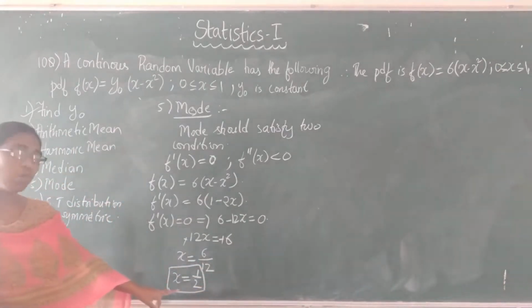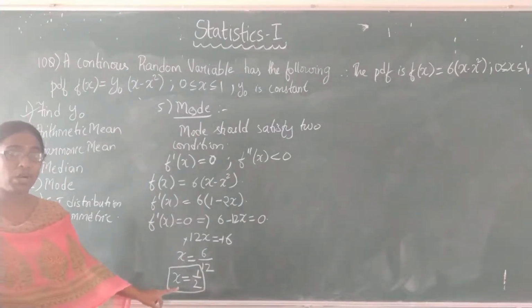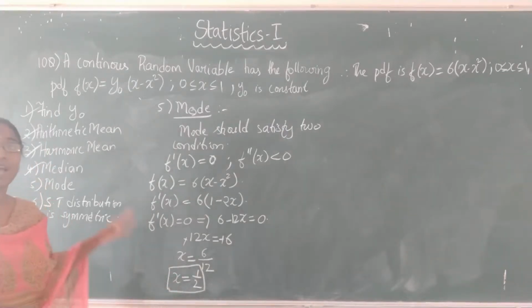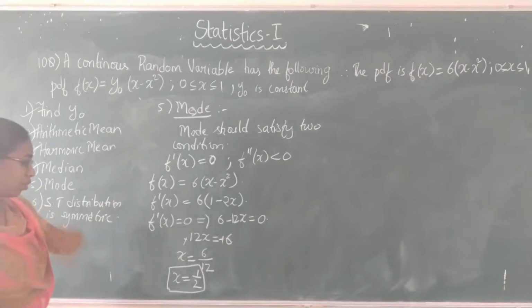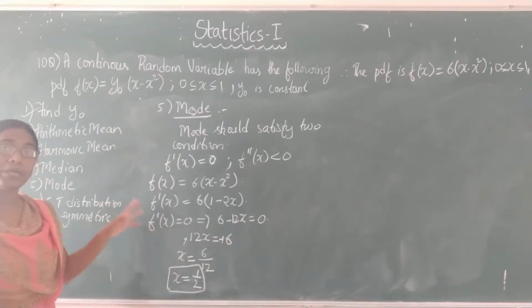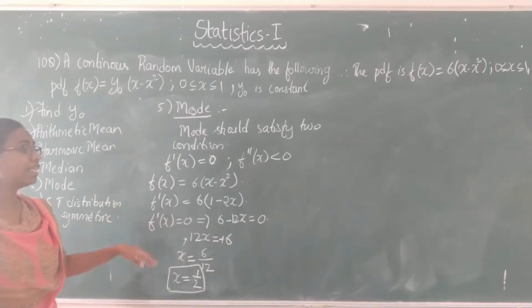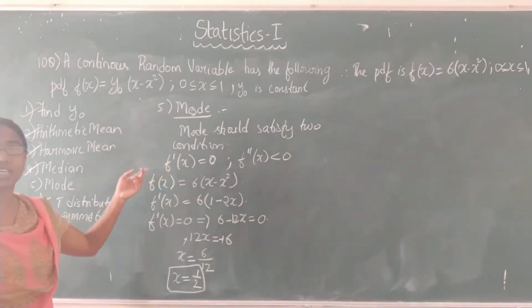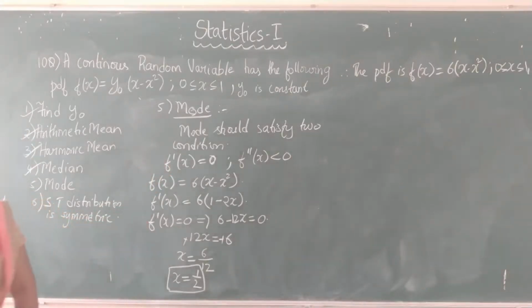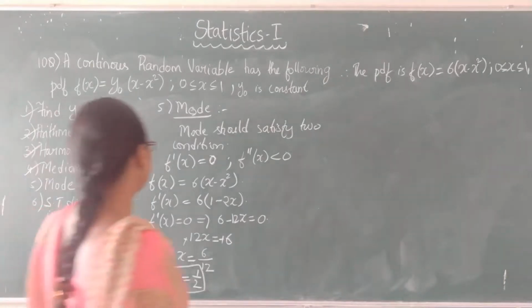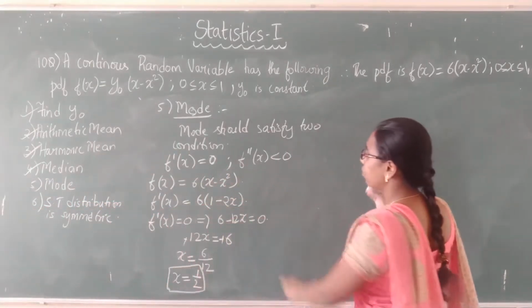Now we will check whatever this value of x we got, whether this value is a maximum value or not. So if I say x equals to 1 by 2 is the maximum frequency, then the double differentiation, that is second differentiation, should be less than 0. So consider the second differentiation. So this is f dash of x value.